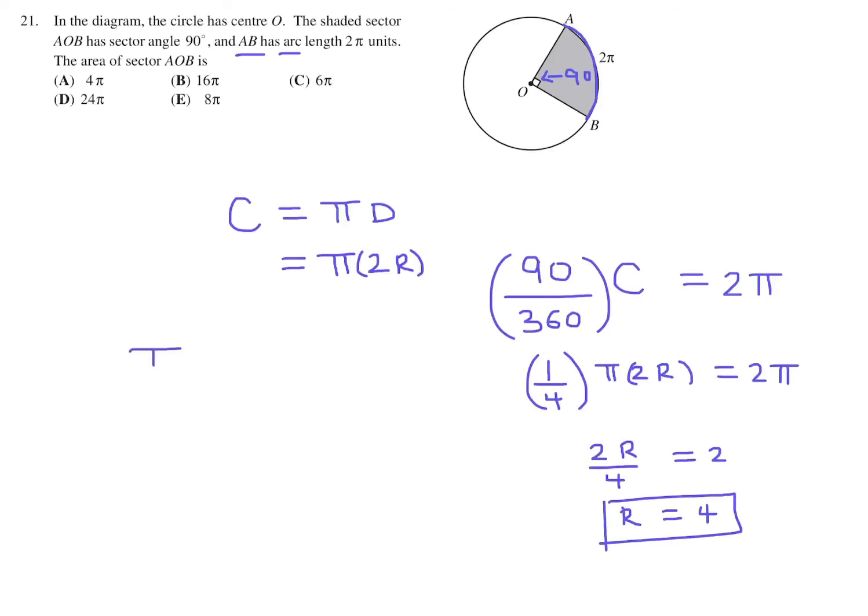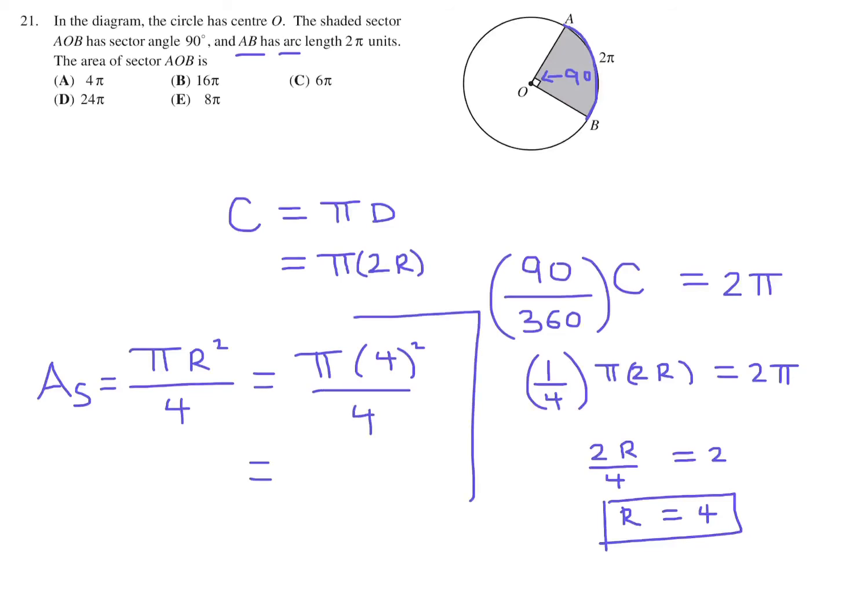Well, the area of the full circle, of course, is pi r squared, but we have a quarter of that circle. So it would be pi r squared over 4, the area of the shaded region, AS. So pi r squared, r is 4, all over 4, and therefore this looks like 16 pi over 4, which is 4 pi. So 4 pi is your answer to number 21, and that would be A.